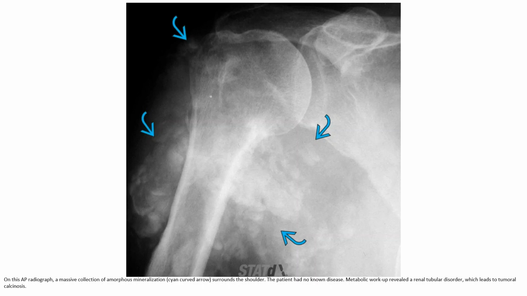AP radiograph shows a massive collection of mineralization surrounding the shoulder. The patient had no known disease. Metabolic workup revealed a renal tubular disorder, which led to tumoral calcinosis.